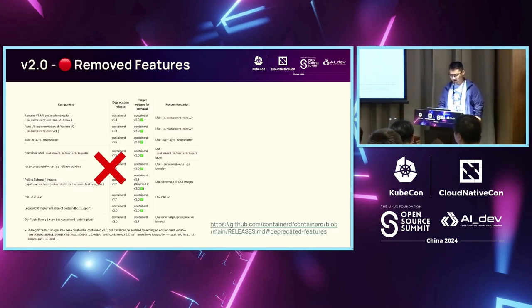These removed features were actually deprecated in different versions of version 1, for example CRI V1 Alpha 2, and were still available in 1.6 or 1.7 for backward compatibility. However, we have removed these features in 2.0, so be careful if you depend on them. A list of removals can be found in the linked release document, along with the corresponding upgrade recommendations.